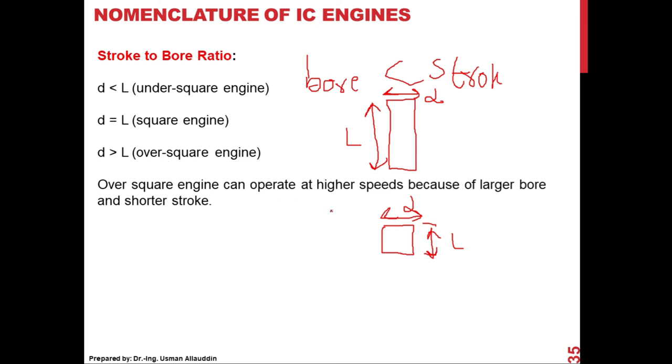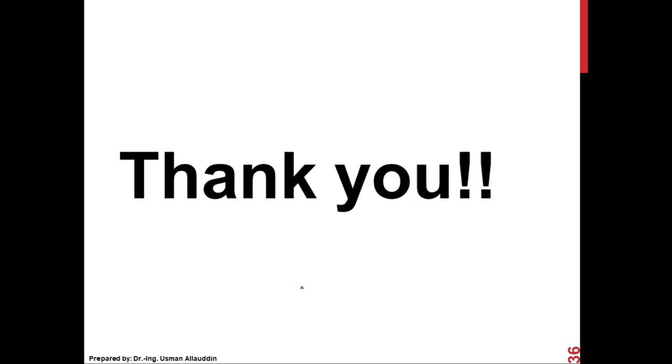An over square engine can operate at higher speeds because of larger bore and shorter stroke. The over square engine will look something like this. D, and as you can see D is greater than L, so the stroke is shorter. Because of that, the over square engine can run at higher speeds.